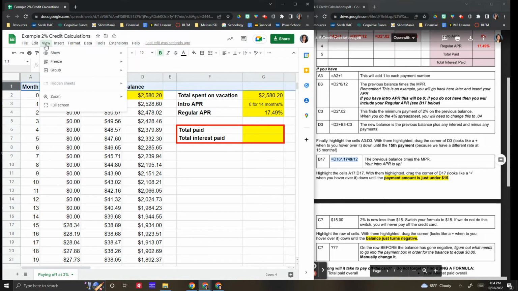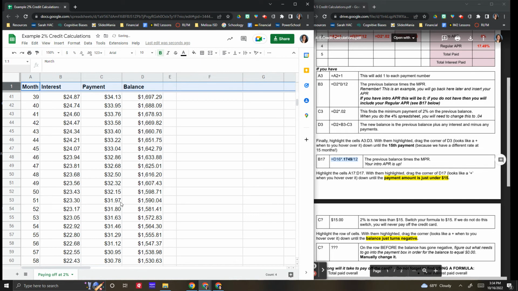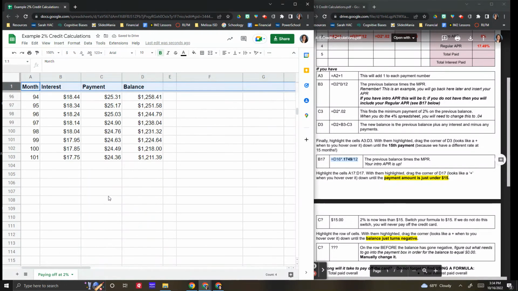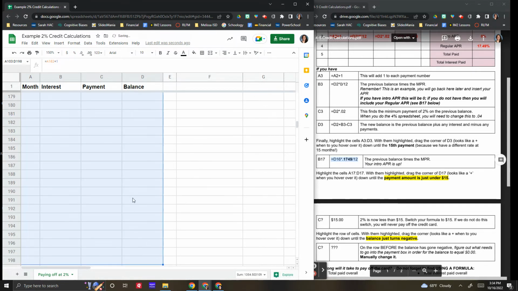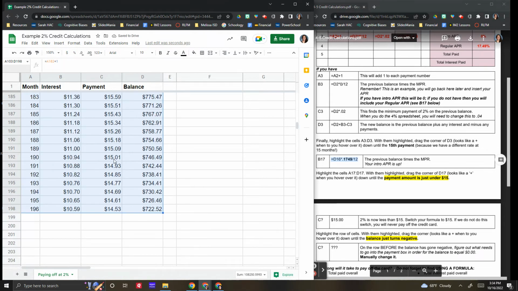I'm going to go ahead and freeze this row for us so we can see which column that is. I need to drag this down until this payment is just under $15. We're not there yet. So you just continue to drag. Oh, I found that right here for me on row 193, which is actually payment 191. That's where this payment is just under $15.